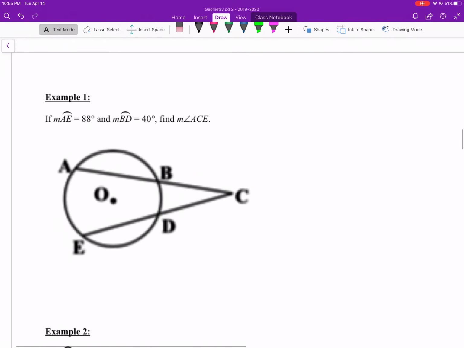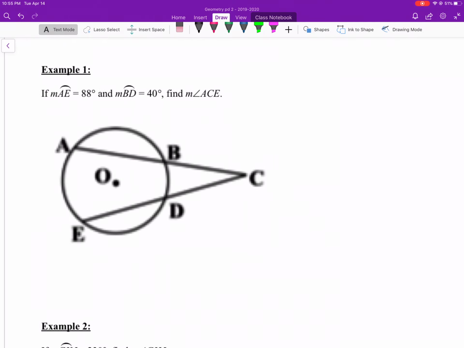Okay, let's see how these examples look. So example 1, if the measure of arc AE, so right here, is equal to 88 degrees, so let's fill that in, and the measure of arc BD, right here, is equal to 40 degrees, find the measure of angle ACE. So follow that ACE, that's the angle right there.